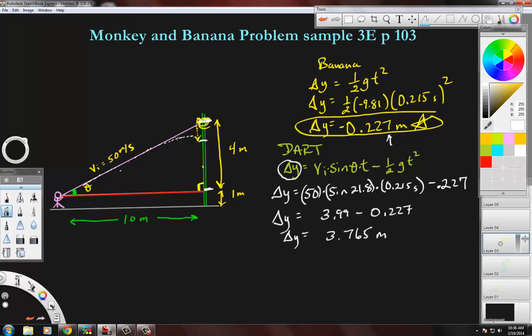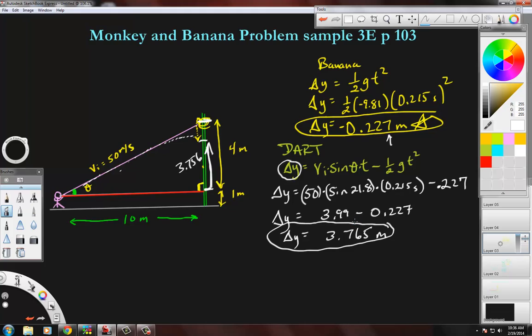The dart happens to hit 3.76 meters up the pole out of 4. So if this dart didn't drop at all, it would hit 4 meters. But since it dropped a little bit, it hits slightly down. So it hits 3.76 meters up the pole. So up this way. 3.76 meters up. That's what this answer means. A lot of people get that mixed up there.